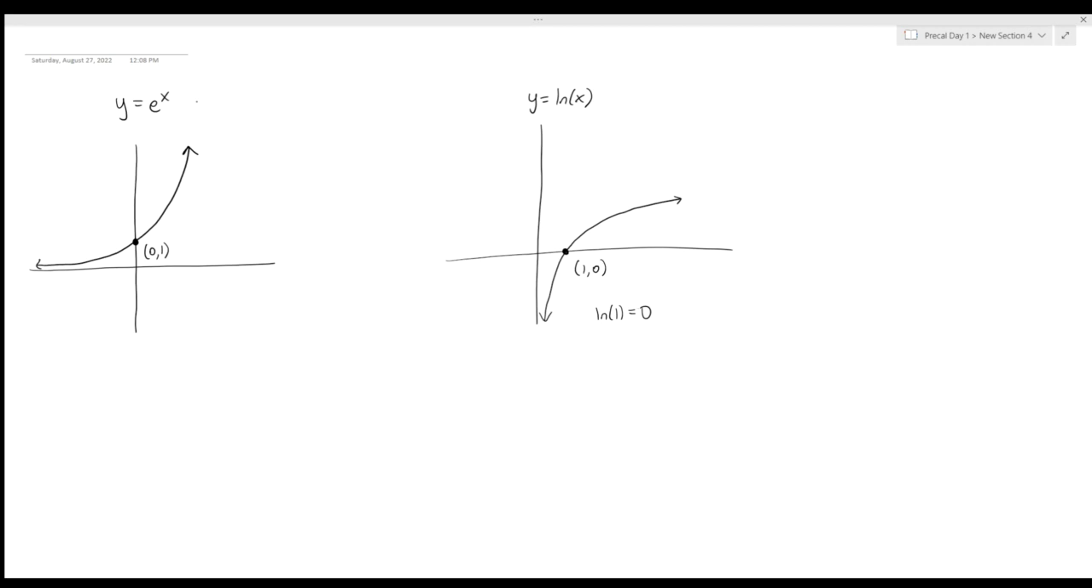And these two functions are related to each other. Who can tell me how these two functions are related? Does anyone know? Yeah, these two functions are inverses of each other.